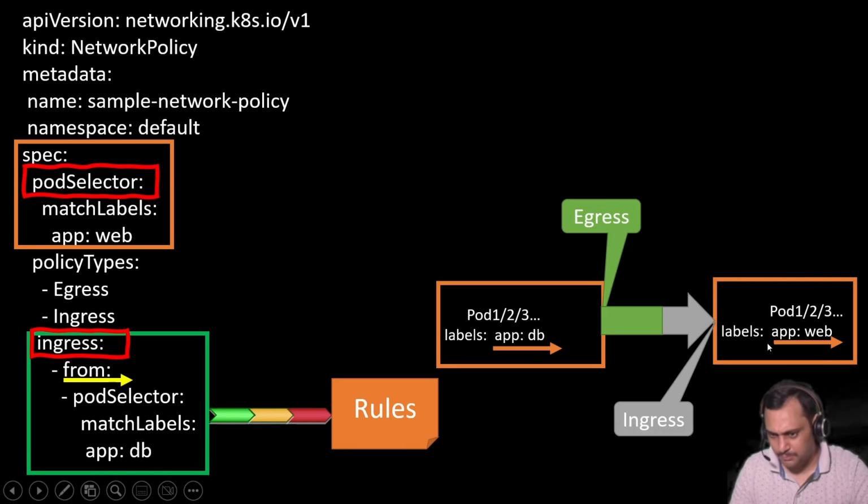But this port cannot send any traffic outside. Why? Because for the egress we have not defined anything. It means all egress are blocked. I hope now you understand how we can create the network policy and where we can apply these things. Don't worry, we have more, so it will be clear gradually.